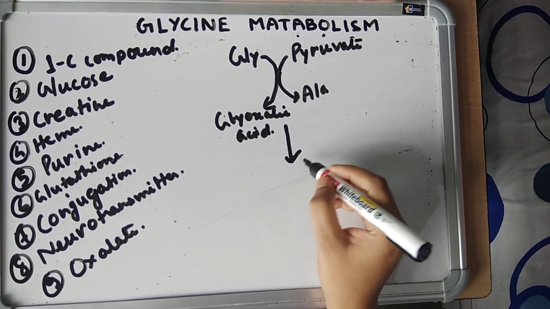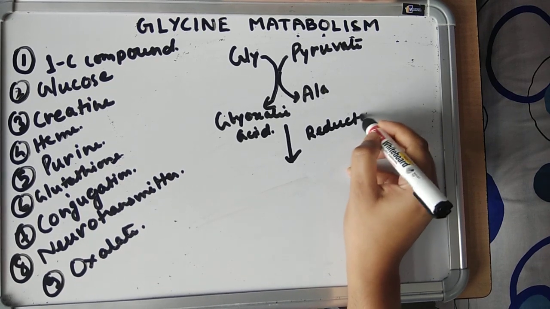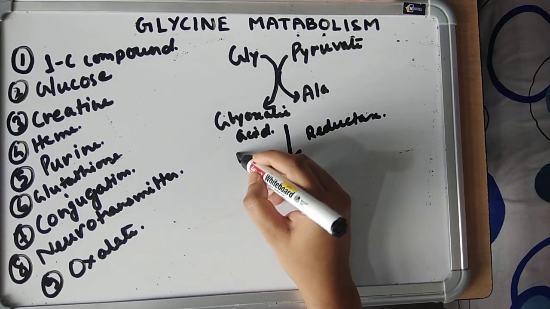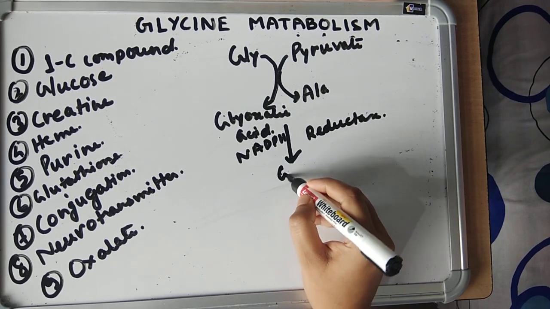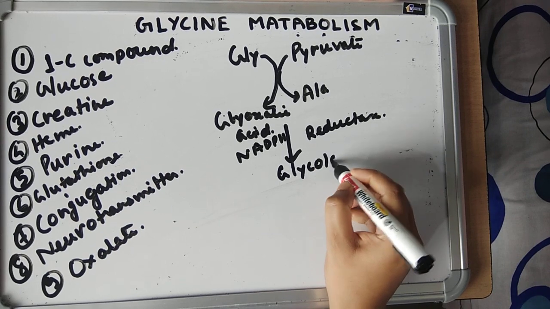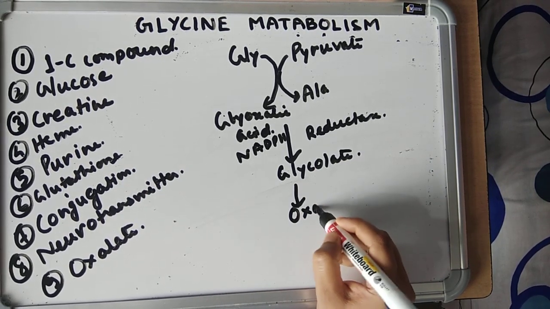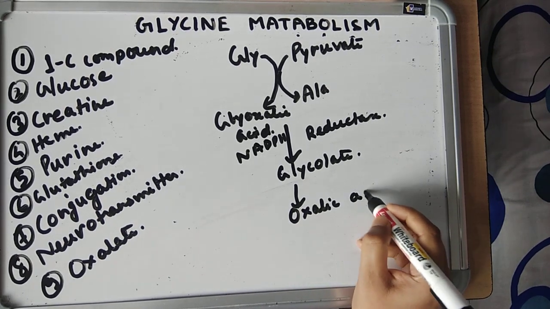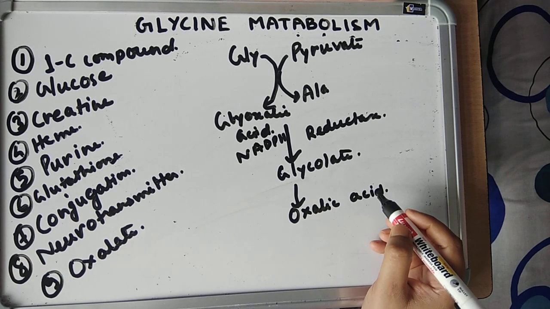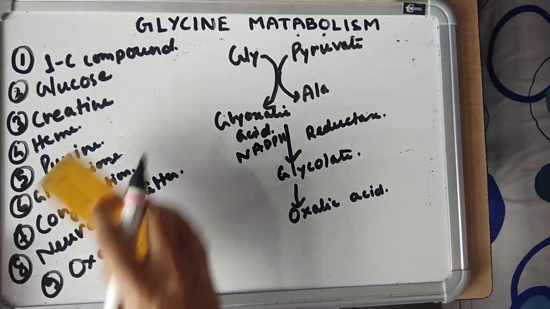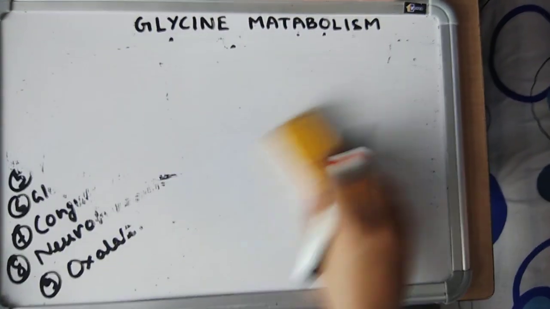And glyoxylic acid undergoes reduction by reductase enzyme, where NADPH is required as coenzyme. It forms glycolate first, and this glycolate is oxidized into oxalic acid. Okay, so these are the specialized products which are formed from glycine.